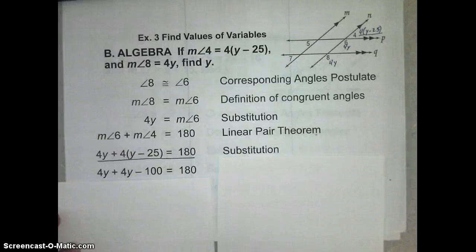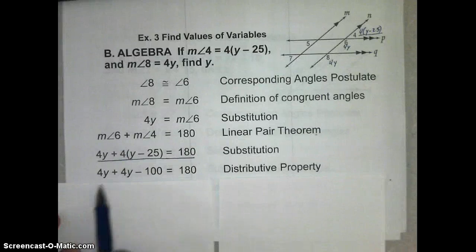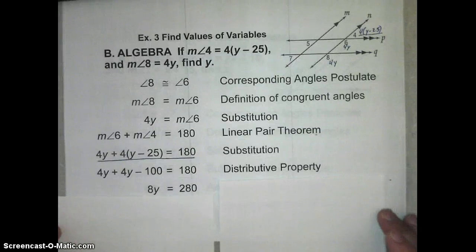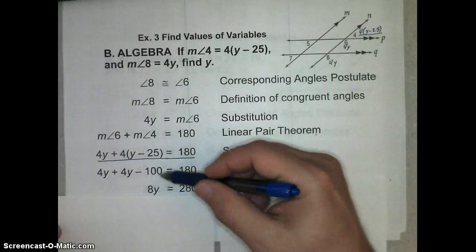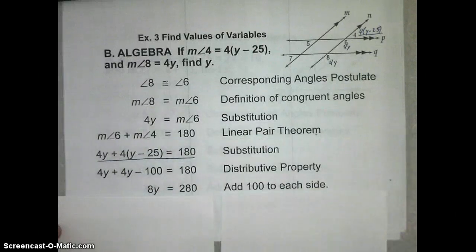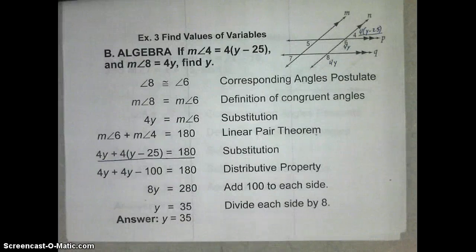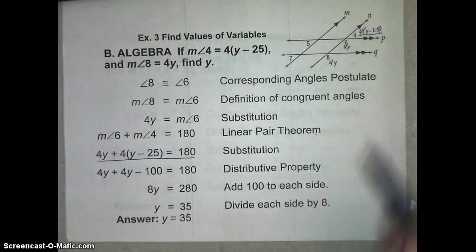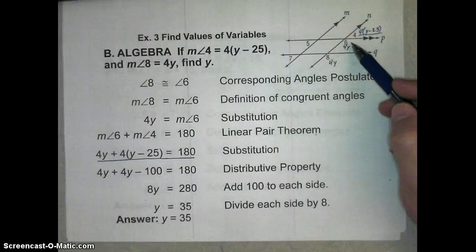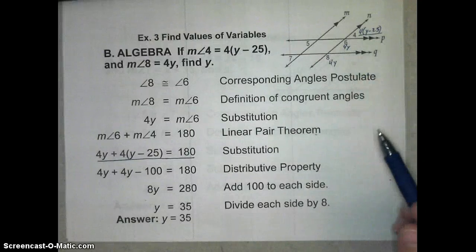When I distribute, I get this equation, 4y plus 4y minus 100 equals 180. I can combine these like terms to get 8y and add 100 to both sides. And then if I divide both sides by 8, y is 35. So our answer should be y equals 35. If you want to check that, you can plug it back in and find out that it does give you supplementary angles for 4 and 6.